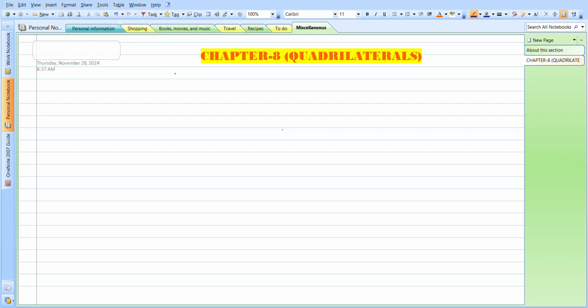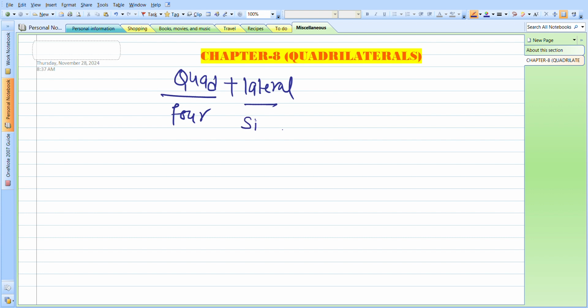So the word quadrilateral comes from two words, quad plus lateral. Quad you can definitely understand: quad means four and lateral means sides. We can see a closed figure which is made up of four sides. It is called a quadrilateral. We can also say it is a polygon with four sides. Then we will discuss the types of quadrilaterals.